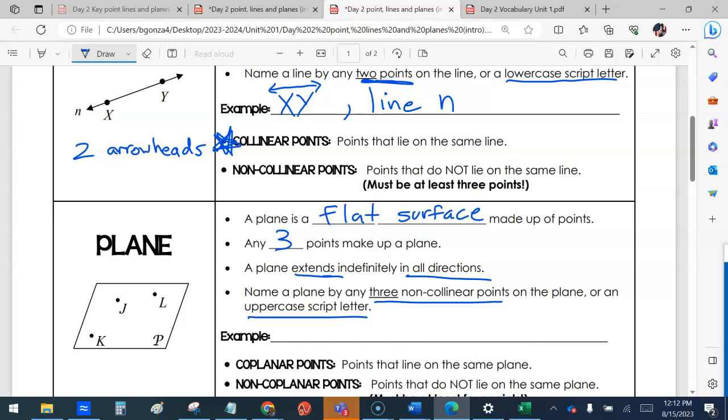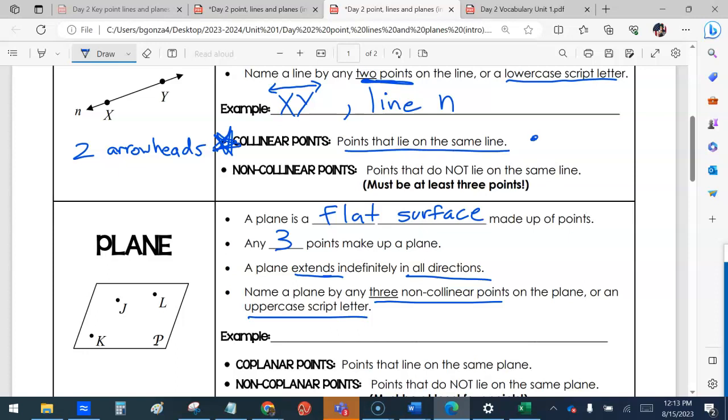Co is like the prefix for sharing, okay? Like if you ever have a class with a co-teacher, there's 2 teachers, they're sharing the same classroom. Co-dependent, coexist. You've heard co in a word. So collinear is when you share a line, 2 points or more on the same line. Okay, so points on the same line. Make sure you understand that.